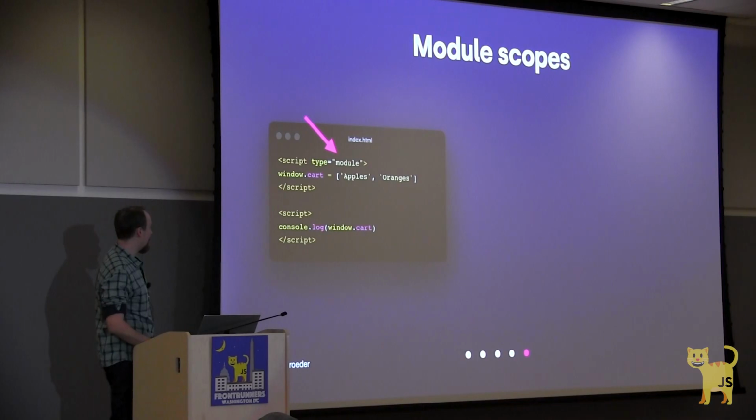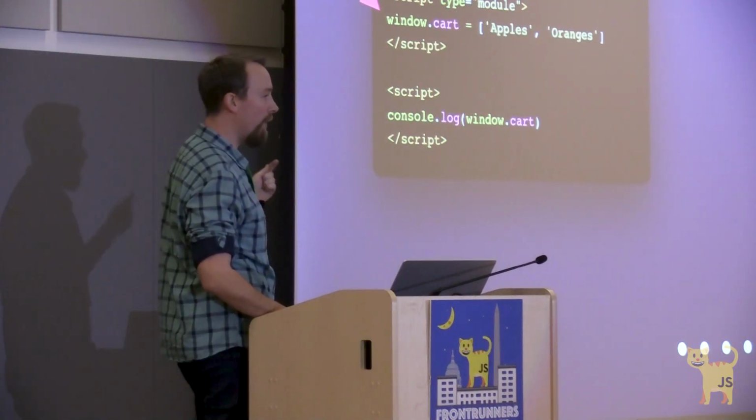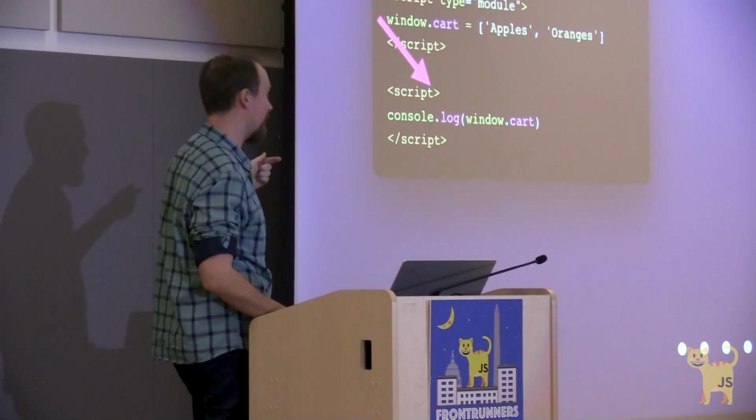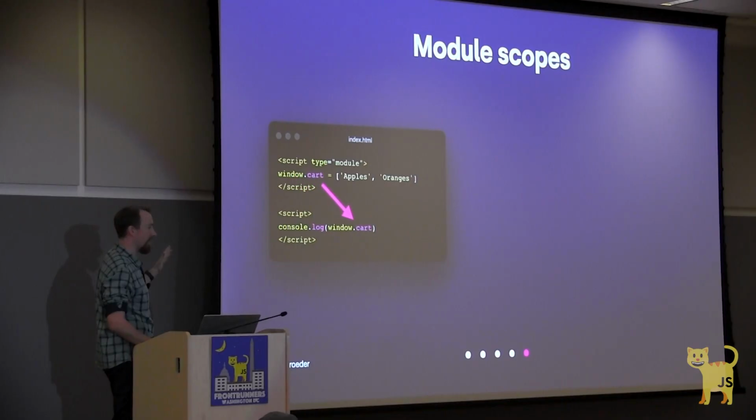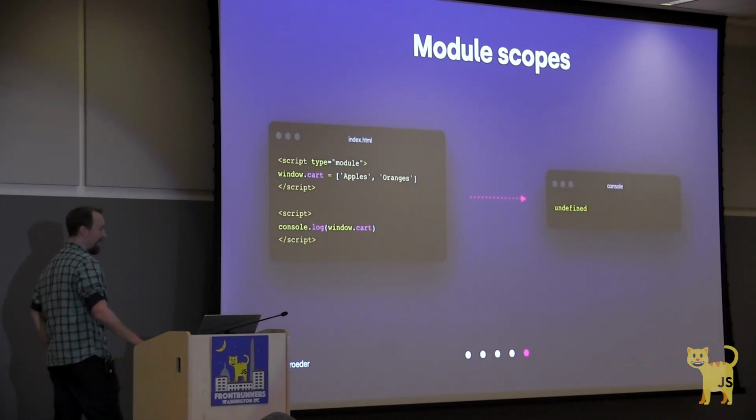Okay, so now we've got a type module, and we're applying the values to window.cart, and then down below, in a non-module, we're going to console log. Ready? 5 seconds. Okay, this is the trick question. Undefined. If you got that, I'm impressed.